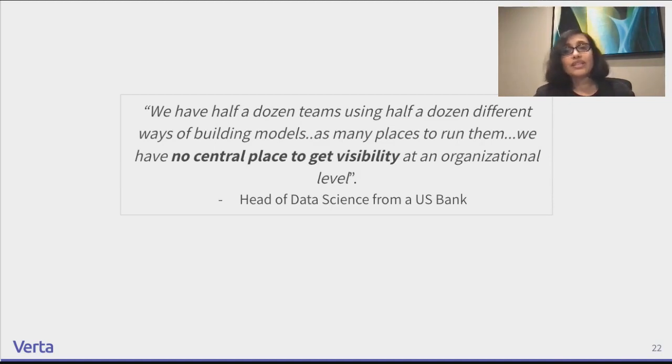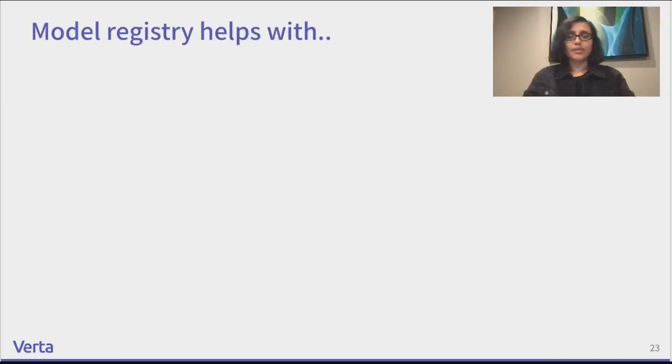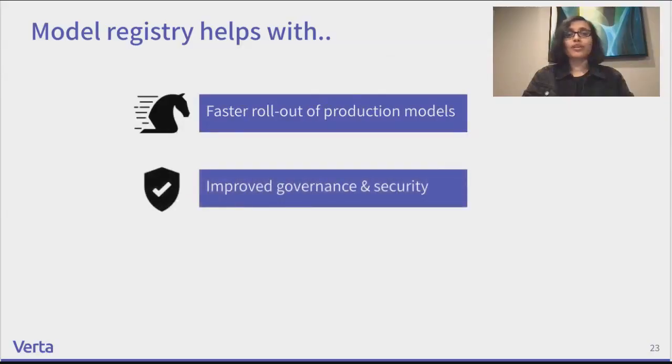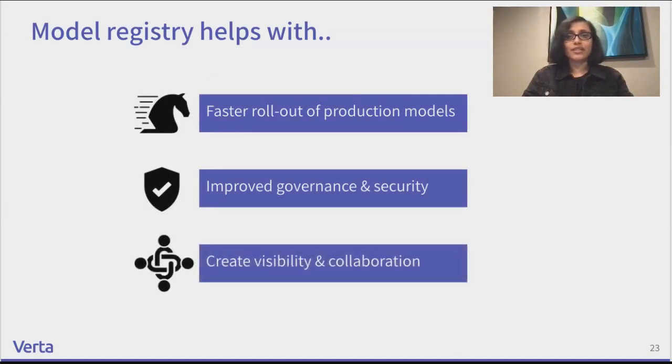Because the organizations are so siloed, even if there is a solution, there is no way for you to find it. What you need is one place where you can find all your models, no matter where they are: staging, production, or end of life. Anyone can discover, iterate, and collaborate on them. So you are creating value versus creating silos. And a model registry in essence provides that kind of capability. You can think of it as a data warehouse for all your models and artifacts. All right, so a model registry helps with A, faster rollout of production models, B, improved governance and security that gives you peace of mind, and C, it creates visibility and collaboration.